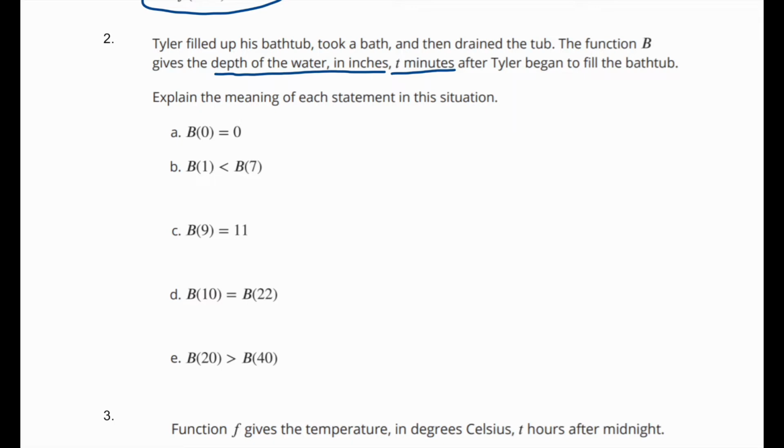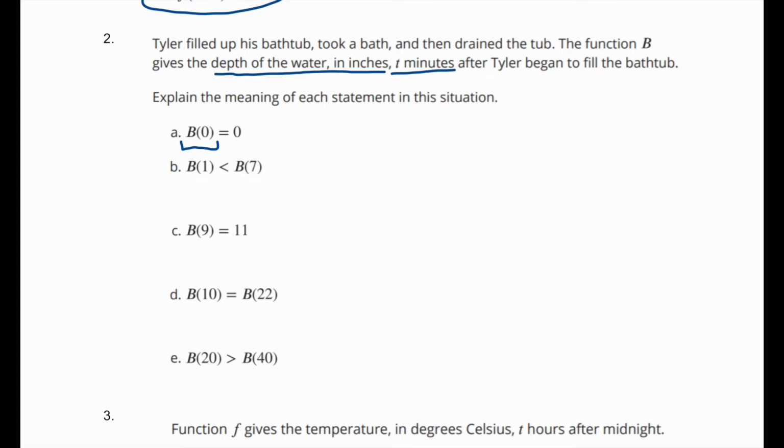What goes inside is our input. Anything inside our parentheses is the input number. But the entire statement, the entire two-piece part here in A, B of 0, represents an expression for the output value. Then we're saying that's equal to 0, meaning our output value was 0. If we're writing this as a sentence in English, this would be an input of 0 minutes and a height output of 0 inches.